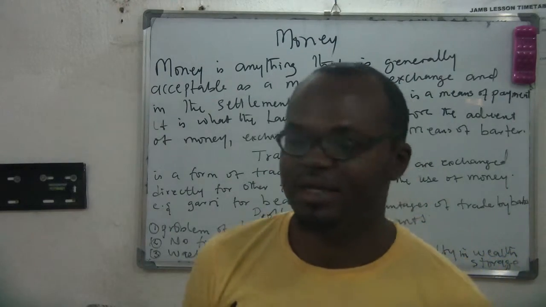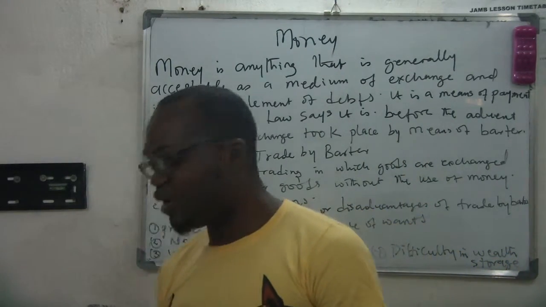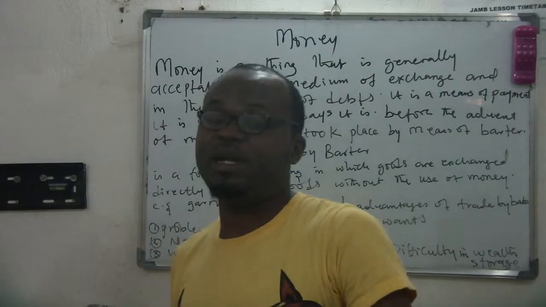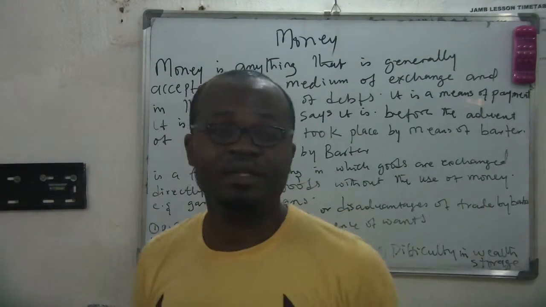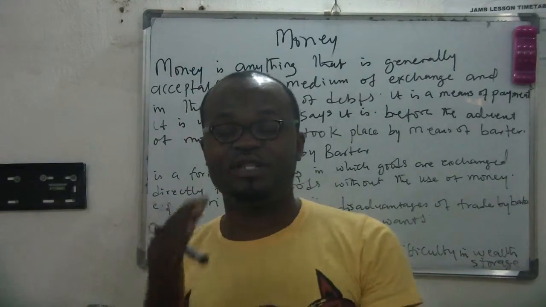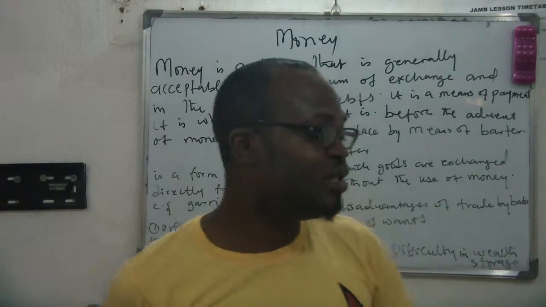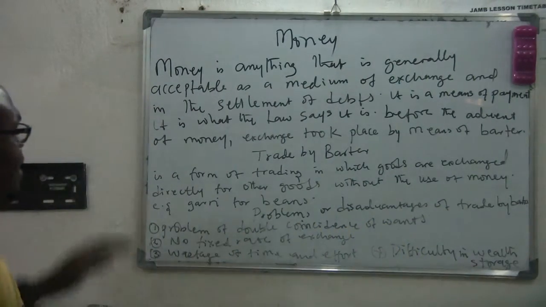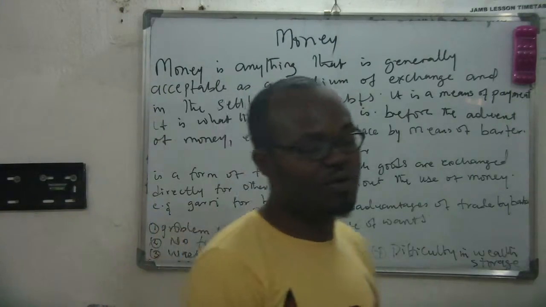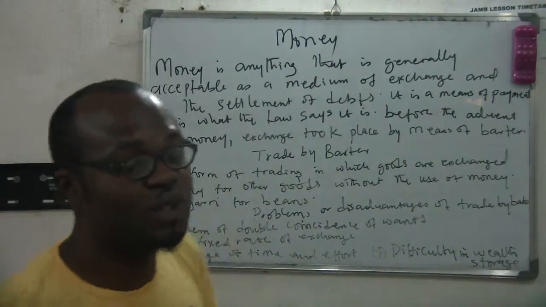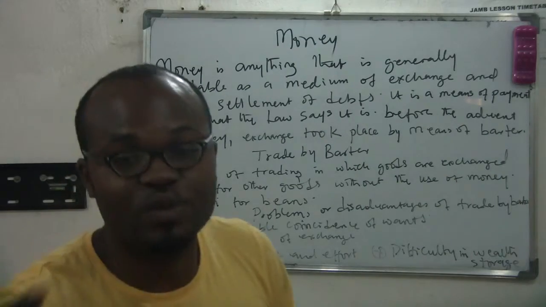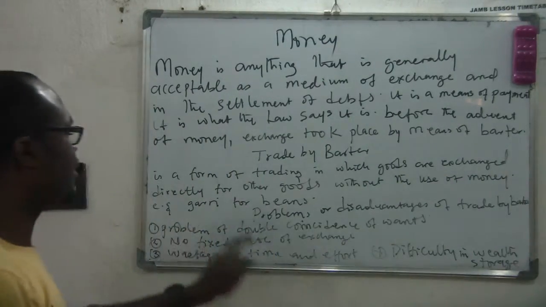But in trade by barter, I can give you just one tuber of yam if that is what you want, and I will demand your whole bag of rice. So it's not fixed. The exchange is not at a fixed or equal proportion. So it's a very big problem. Now there is wastage of time and effort. You have to go about looking for somebody that needs what you have and somebody that has what you need. Wastage of time and effort.